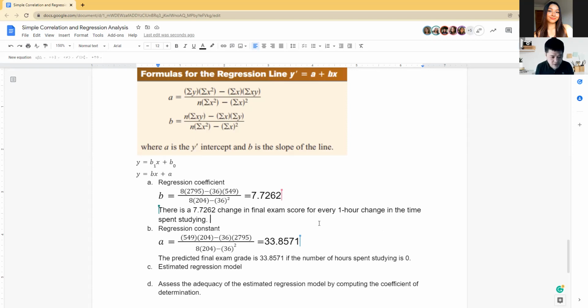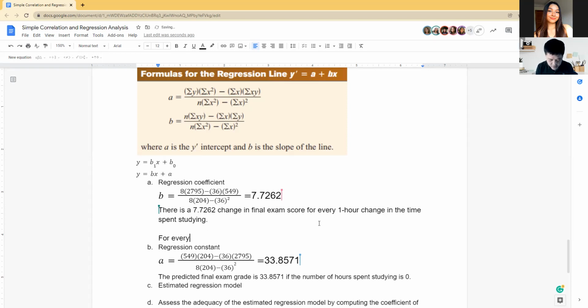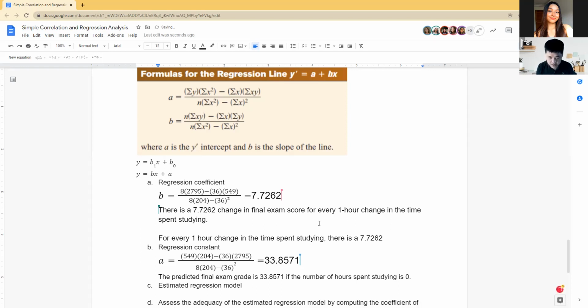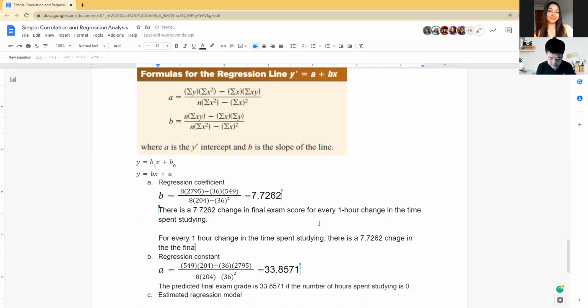So, ito pala mas maganda. For every 1 hour change in the hours spent studying, or time spent studying, there is a 7.7262 score change. I like kung sinasabing score change. Change na lang. Change in the final exam scores.